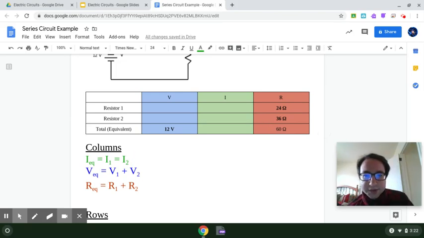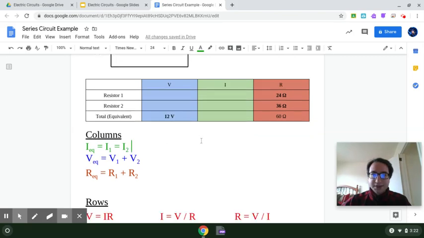All right, so we've got our total resistance now. At this point, we can't use these column equations anymore. We still need more information. We have nothing about the I, nothing about what these 2 V values are through resistor 1 and 2 to equal to 12. Well, that's where the row equations come in.